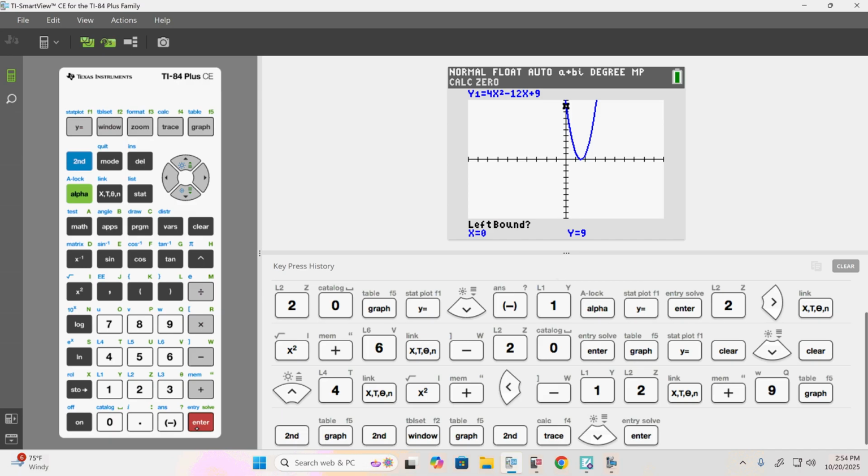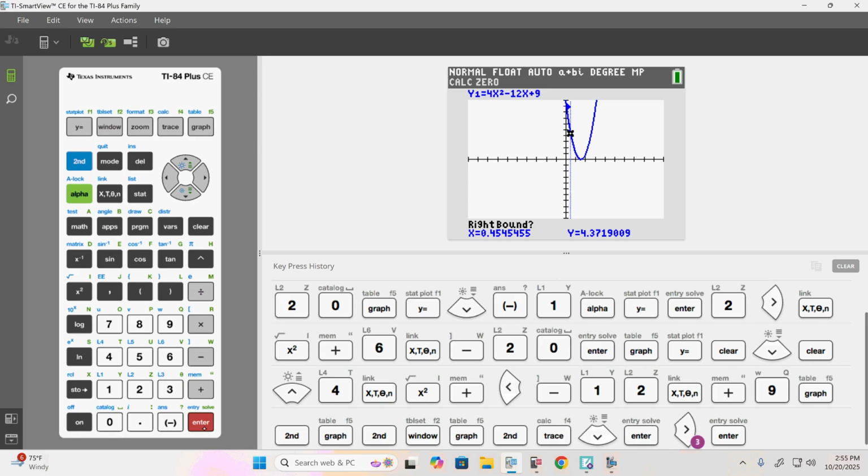Now, it needs a little bit of information from us. The first thing it's going to ask for is the left bound. It needs us to pick a point to the left of where it crosses the x-axis. So that little x, we can use the left or right arrows to move it left or right to where it's going to be left of the point where it crosses the x-axis. And once we get into that point, we can hit enter. Really, it started to the left of the x-intercept already, yes? So once we hit enter, if you notice in the bottom, it changed from left bound to right bound.